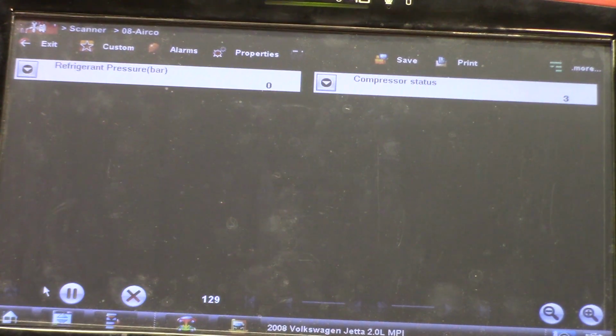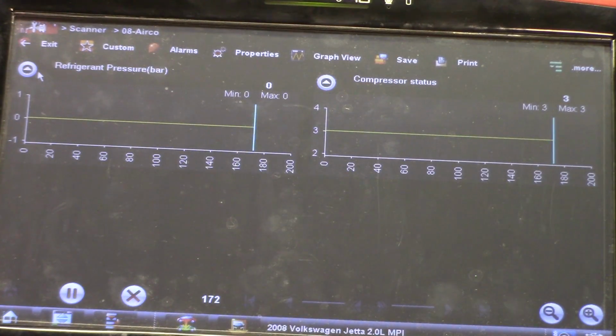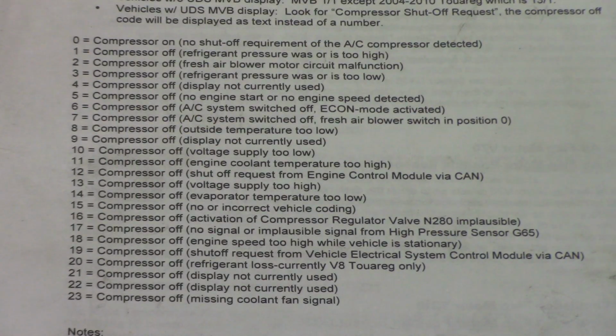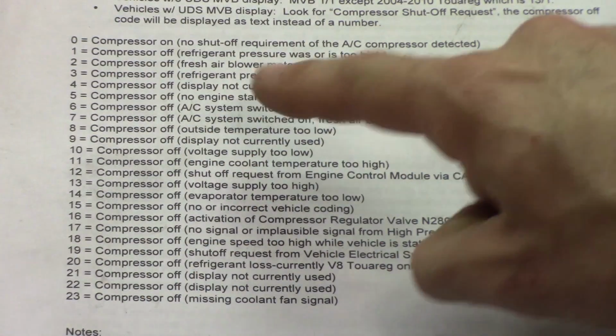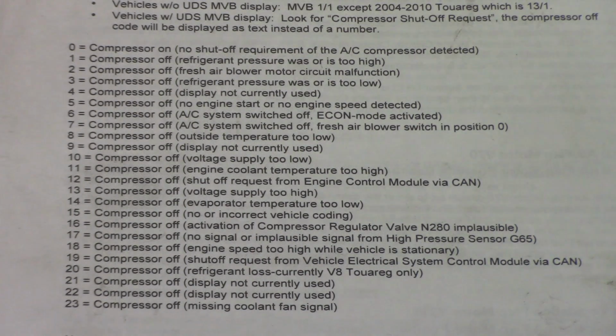Whatever numbers here, each of these numbers have a meaning. I don't know if you can see that better. So refrigerant pressure is 0. Compressor status is 3. What does that 3 mean? Alright, so here's a list of what these compressor off codes mean. And our number was 3. So number 3 is compressor off, refrigerant pressure was or is too low. So I'll just leave that up for a little bit. You guys can see what each code would mean.